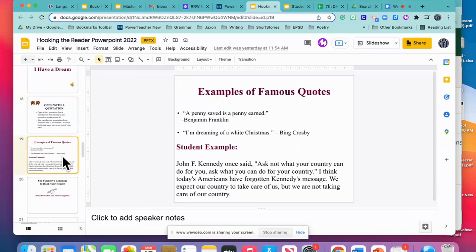So examples of some famous quotes: "A penny saved is a penny earned" by Ben Franklin. "I'm dreaming of a white Christmas." I don't know how that would relate to you, but again, that's just an example of a song lyric, okay? Student example of what it would look like written out. John F.